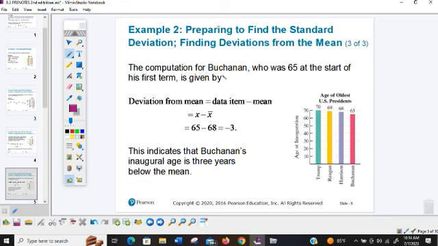The next example asks about Buchanan. He was 65 at the start of his first term, okay? So if we do the mean, or excuse me, his age minus the mean. So he was 65 minus the mean, 68. You get negative 3. So he was 3 years below the mean. That would be his deviation from the mean.